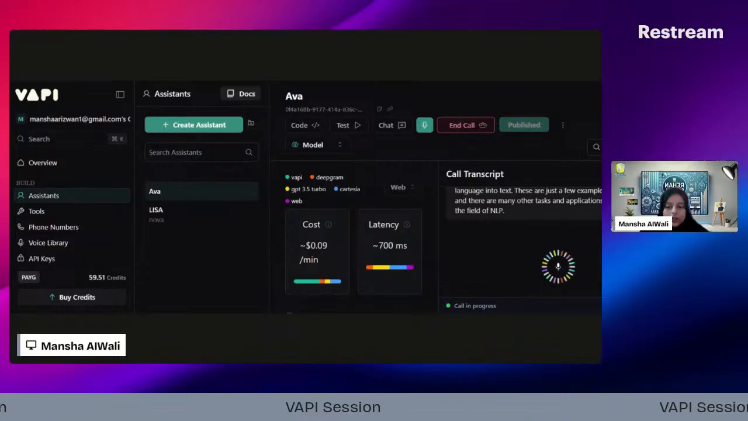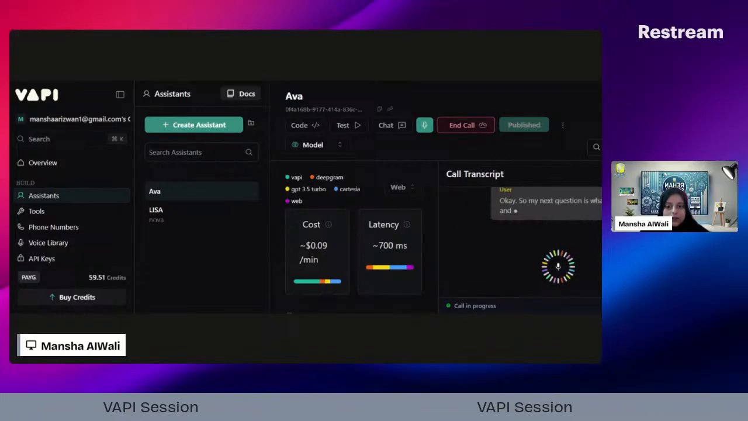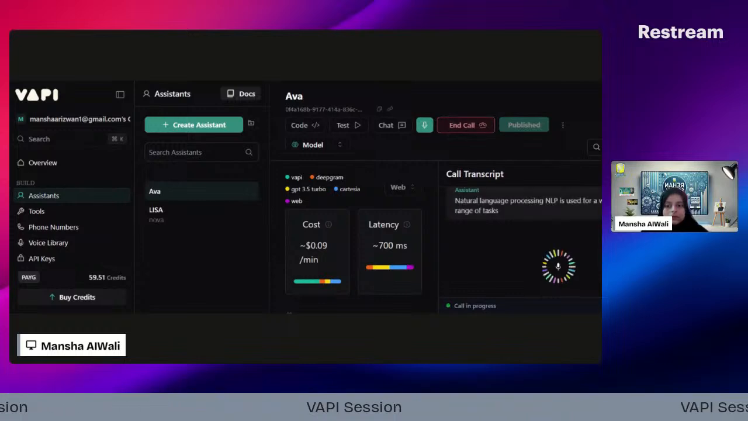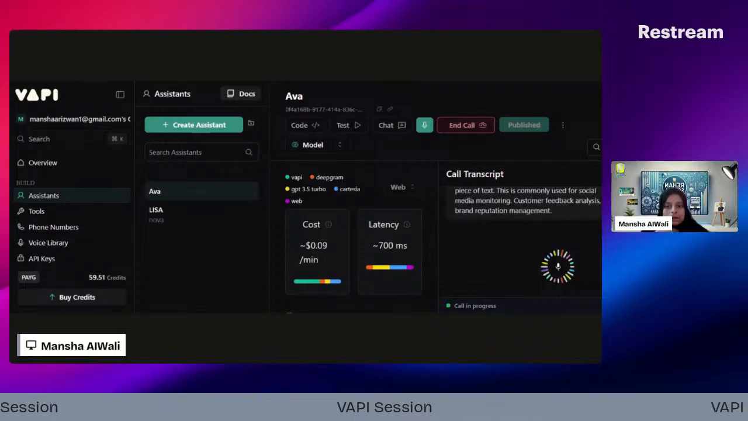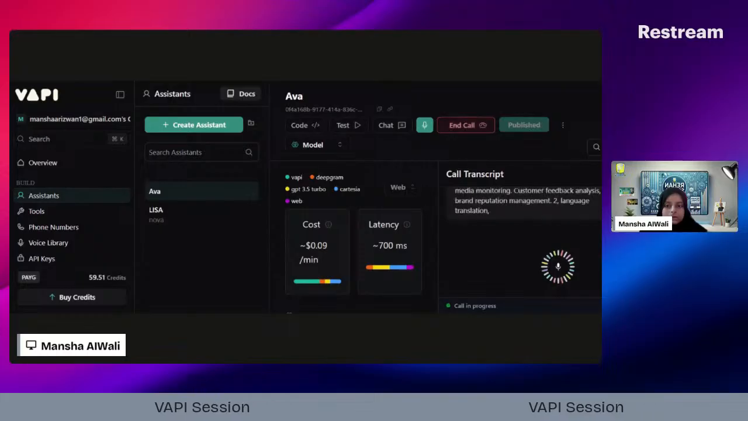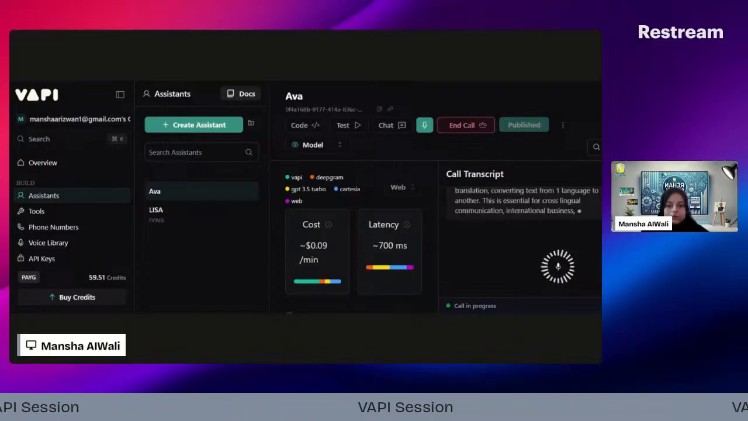Okay, so my next question is what are some main tasks NLP is used for? Natural language processing (NLP) is used for a wide range of tasks and applications. Some of the main ones include: 1. Sentiment analysis, determining the sentiment, positive, negative, neutral, expressed in a piece of text. This is common for social media monitoring, customer feedback analysis, and brand reputation management. 2. Language translation, converting text from one language to another. This is essential for cross-lingual communication, international business, and global content localization.